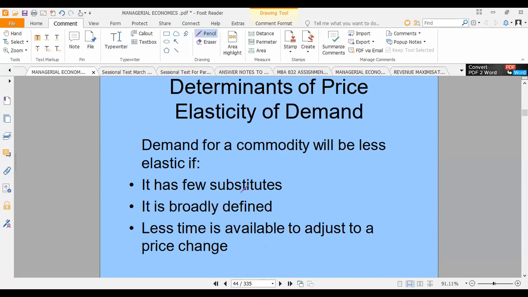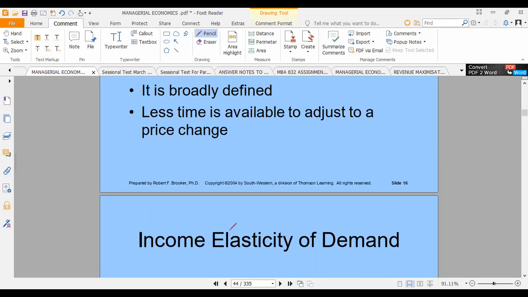So if you have few substitutes, then elasticity is high. If it's defined broadly, then you have less elasticity of demand. If you have fewer substitutes, less elasticity of demand. If you have less time to adjust to price changes, then you have less elasticity.